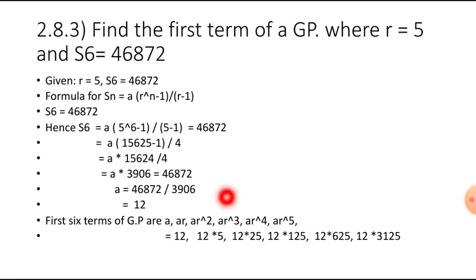If we need to calculate the next terms, you can use the general pattern of the geometric progression, ar squared, like this. So the first term is 12, the second term is 12 into 5, the third term is 12 into 5 square, that is 12 into 25, the fourth term is 12 into 5 cube. So like this you can apply.